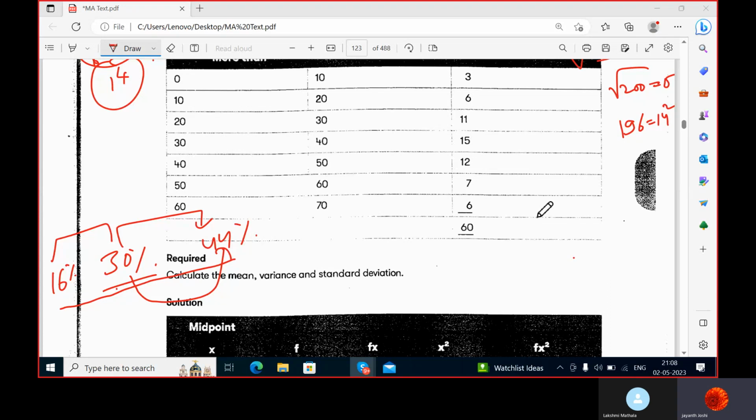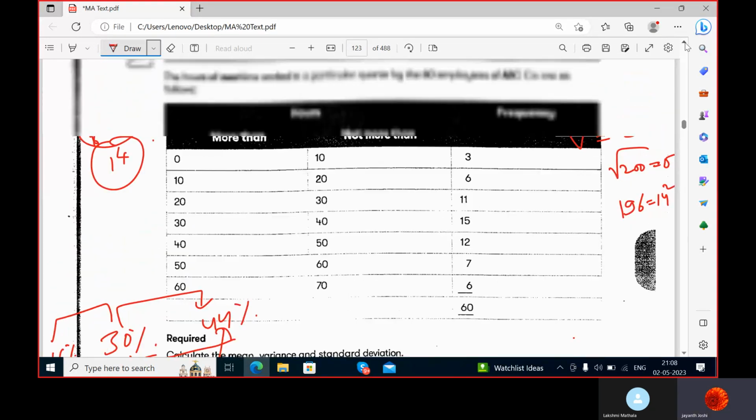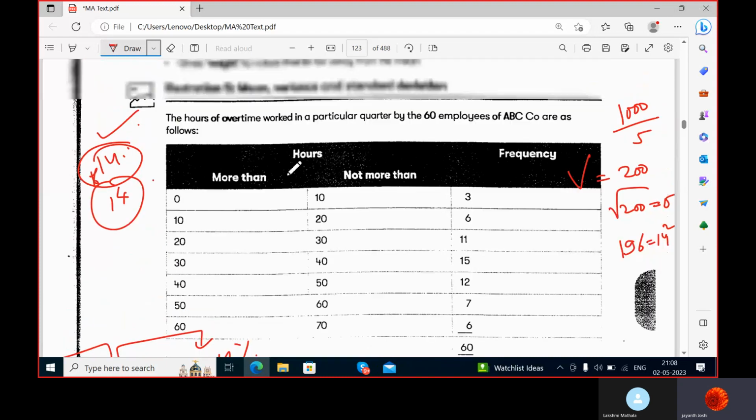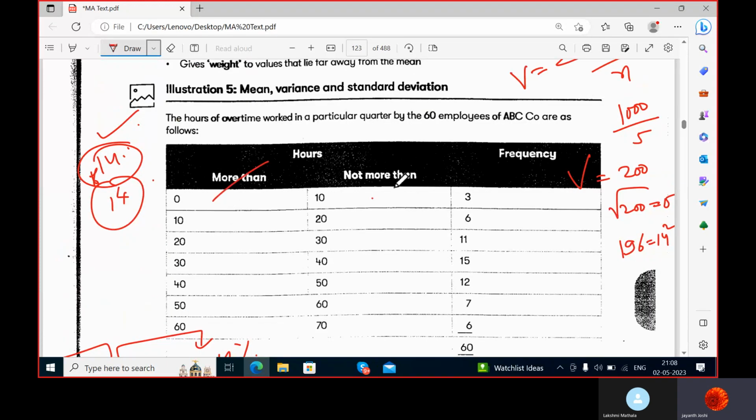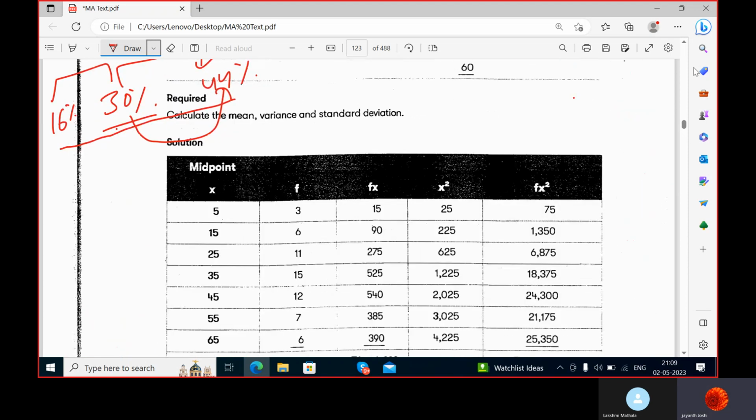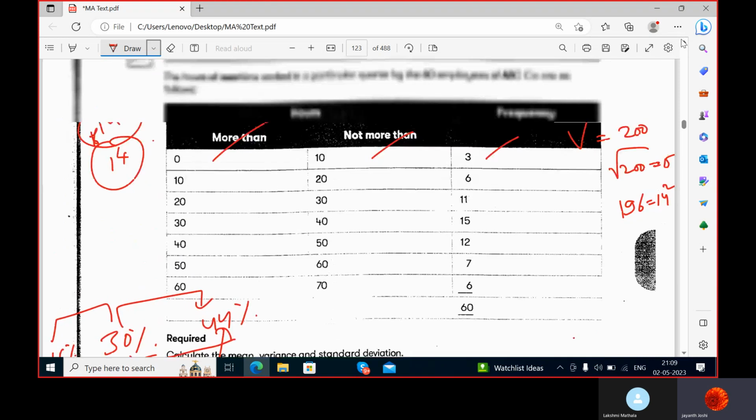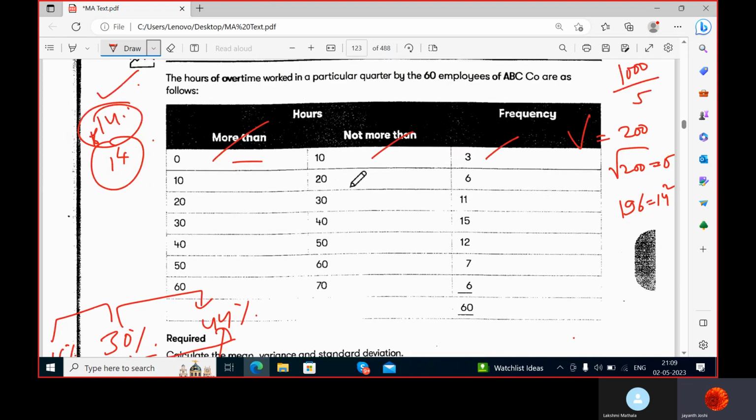Okay, Hamsika, shall we discuss this? See, they have given you more than, not more than, as well as frequency. So for more than 0, not more than 10, that means the band is 0 to 10, right, Hamsika? It should be more than 10.